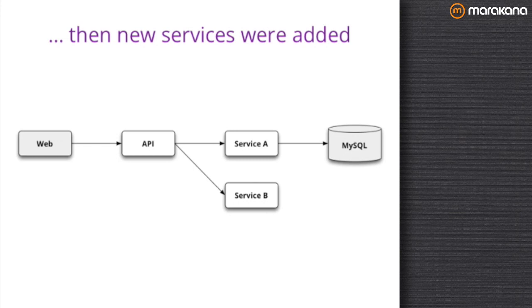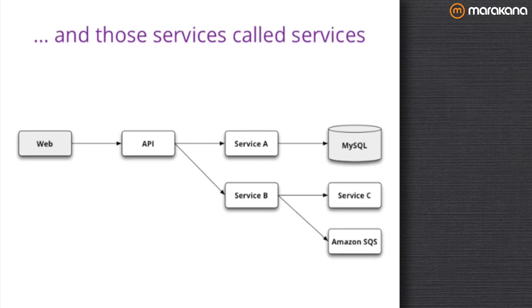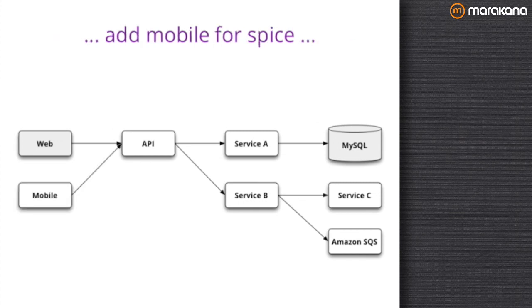But it doesn't stop there. It goes on. Right? You decide that, oh, service B really needs to call these other services. Maybe we need a queuing solution. Maybe we need to call this other external service. And your environment grows. Maybe you decide that at that point, now is the time to have a mobile system. So you add the mobile interface, and your environment grows again.